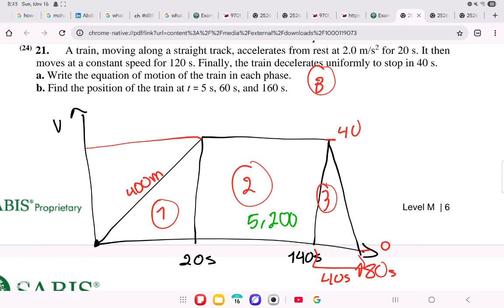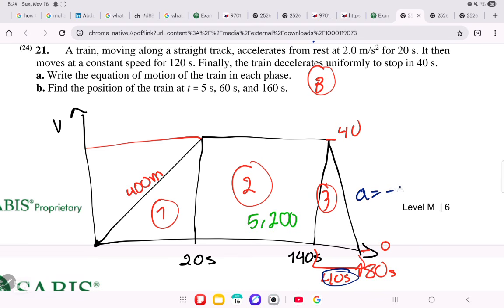My bad, I wrote it wrong. Minus 0 minus 40, right? V final minus V initial over the time. So 0 minus 40 over 40, so that should be minus 1 meter per second squared. So my acceleration here is how much? My acceleration is minus 1 meter per second squared.